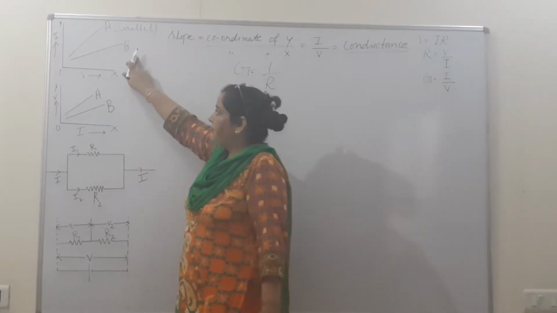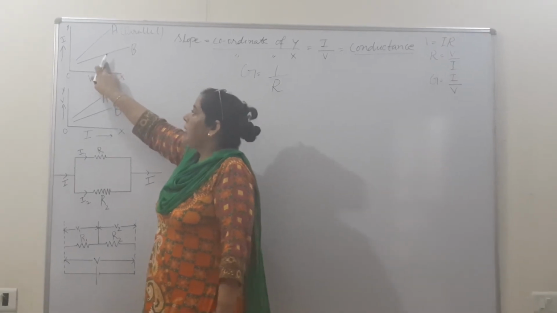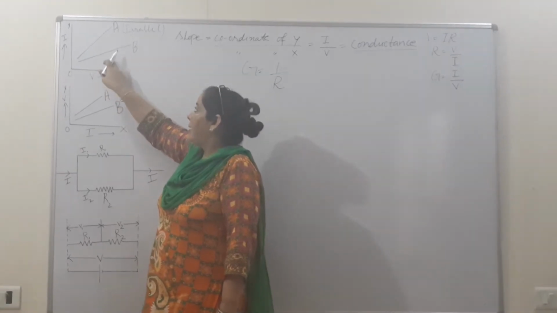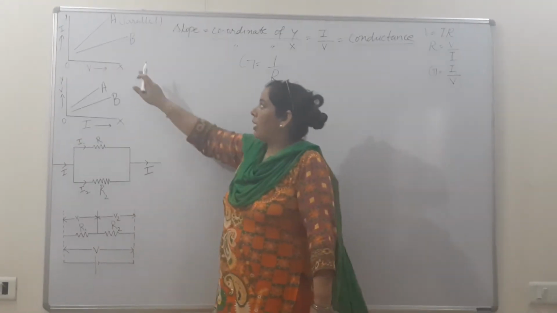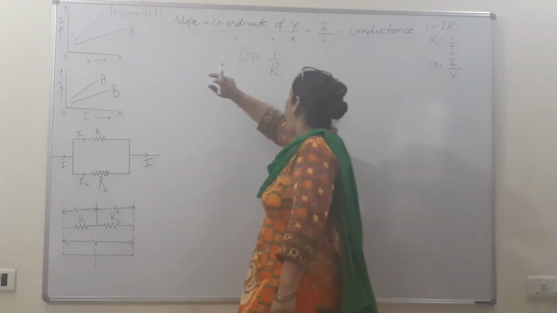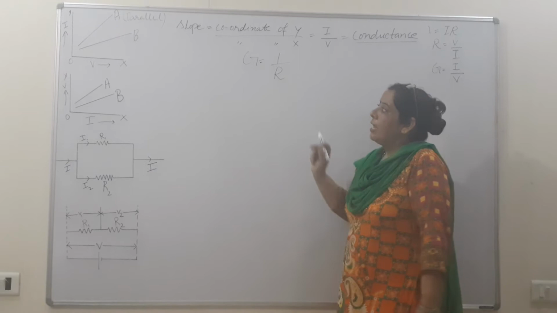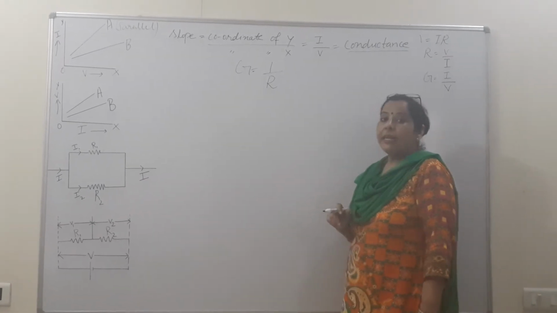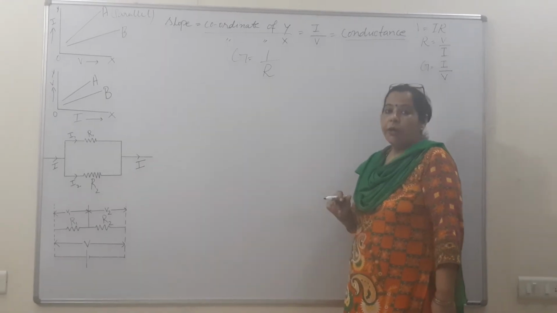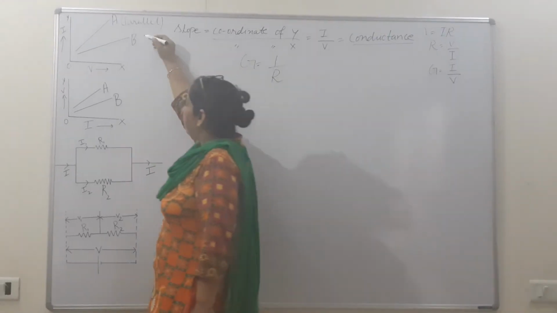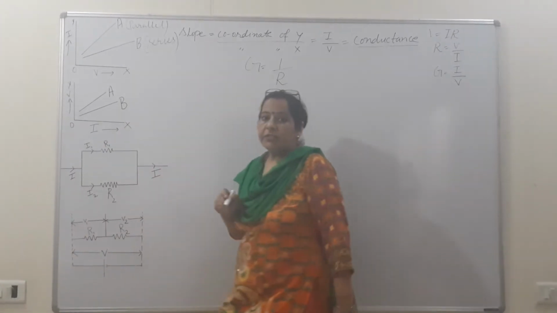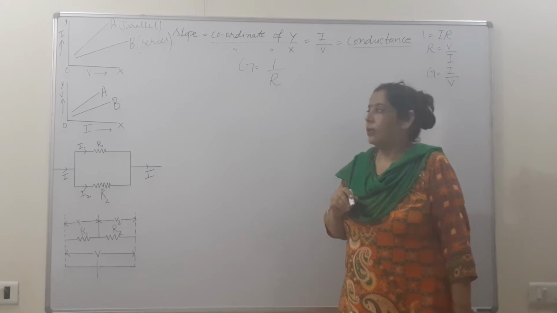Now B, beta, because it is less steep, its slope will be less. Then what will happen to its conductance, beta? Its conductance will be less, and if conductance is less, its resistance will be more. So B will be arranged in series, because in series the resistance is more.